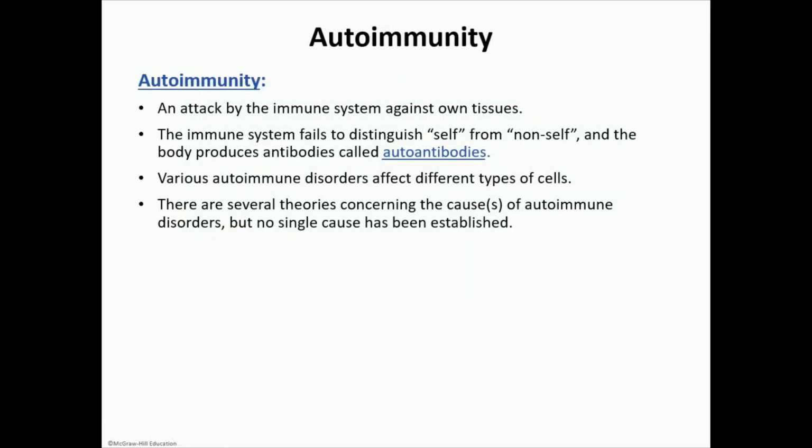Autoimmunity, again, all depends on the ability of the immune system to recognize self from non-self antigens. If the body makes antibodies against its own antigens, those are known as autoantibodies. We have lots of autoimmune diseases, which we'll show on the next slide. There are different theories behind why our immune system is no longer able to identify our own antigens, but nothing has really been established so far.